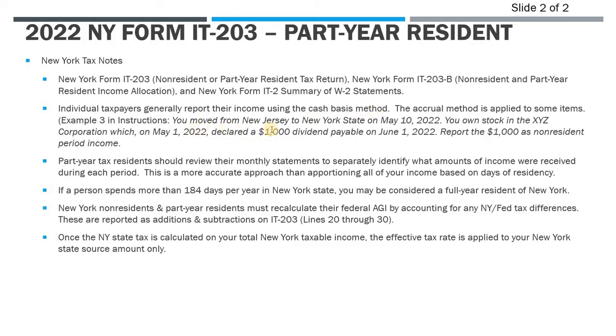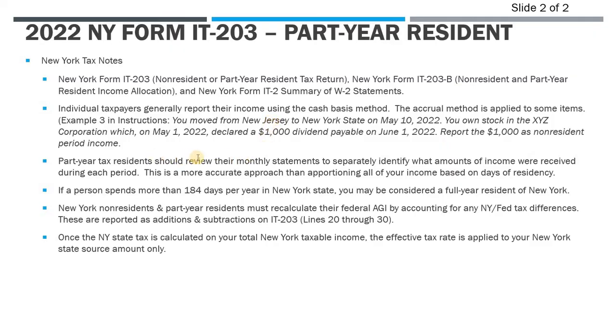So let's say, for example, you move from New Jersey to New York State on May 10th, and we own some stock in a corporation which, on May 1st, when we're still living in New Jersey, declares a $1,000 dividend, but it's not going to be paid until June, and at that point, we're living in New York. Well, how do you report this? Under this scenario, you would report the $1,000 as non-resident period income, meaning it's being attributed to New Jersey.